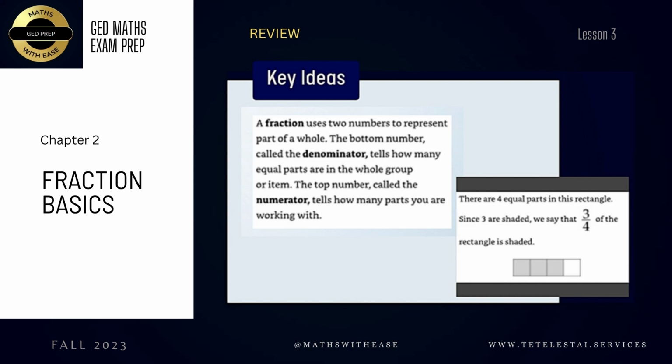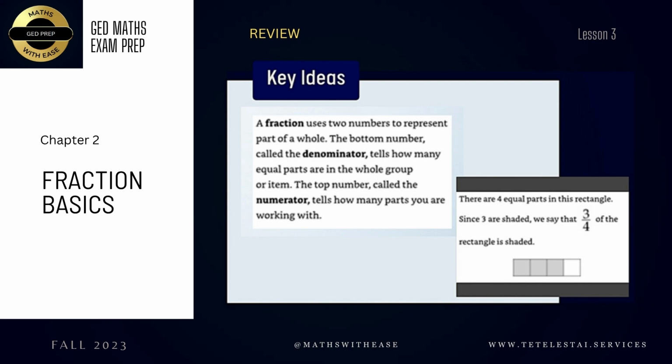So a fraction uses 2 numbers to represent a whole number. The bottom of a fraction is called the denominator, as we've discussed several times, and it tells you how many equal parts are in the whole group, or in the whole object, or in the item, or however you want to visualize that, okay? The top of a fraction is called the numerator, and the numerator tells you how many parts of that whole you're working with, okay?